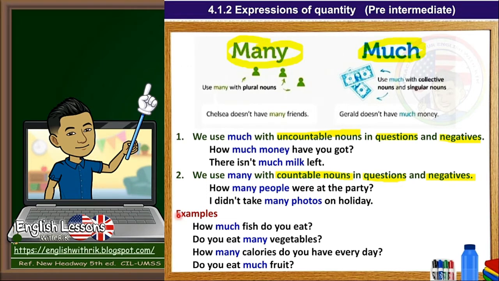Here are some more examples. How much fish do you eat? Do you eat many vegetables? How many calories do you have every day? Do you eat much fruit?